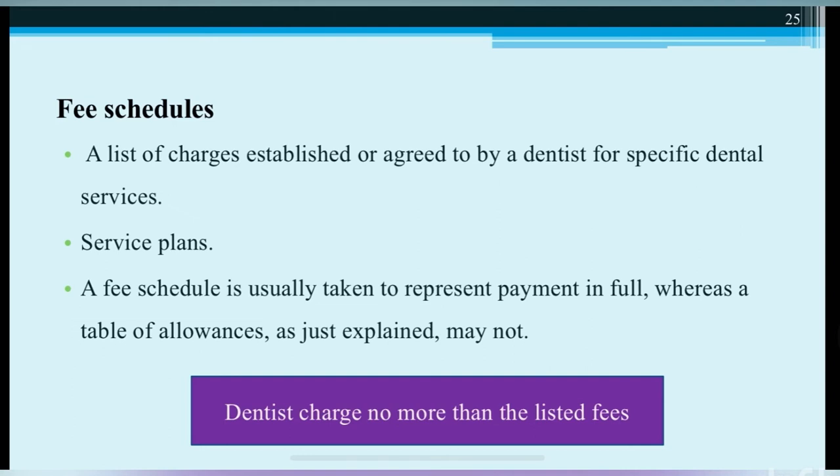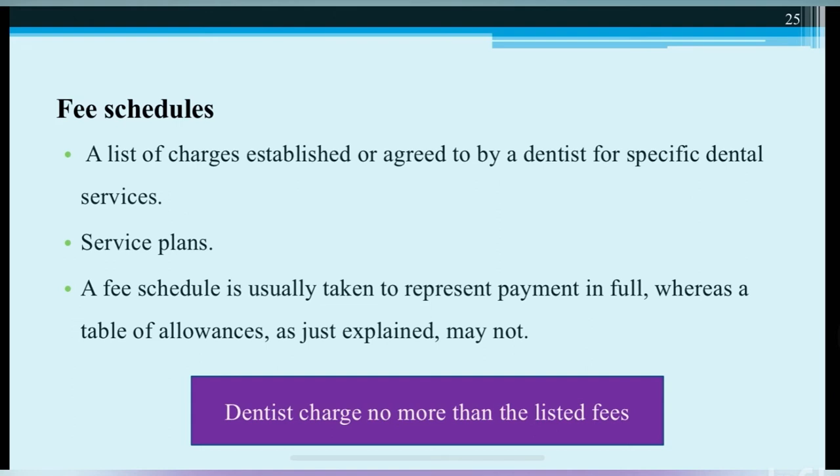A fee schedule is usually taken to represent payment in full, whereas a table of allowances, as just explained, may not. A list of charges is established in both the table of allowances and the fee schedules. The only difference is that in a table of allowances, the dentist may or may not charge the remaining payment of what he usually charges, what is the usual fee for that particular treatment or service.